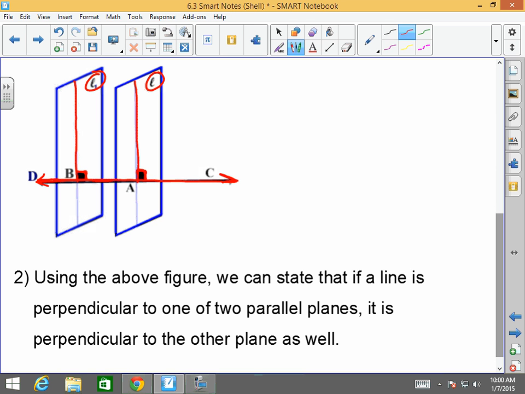So if a line is perpendicular to one of two parallel planes, it is perpendicular to the other plane as well. Yes? It's kind of like a converse. These aren't really theorems, but yes, it could be seen as kind of a converse. Very good question, sir. Good statement, rather. Well done. Okay?